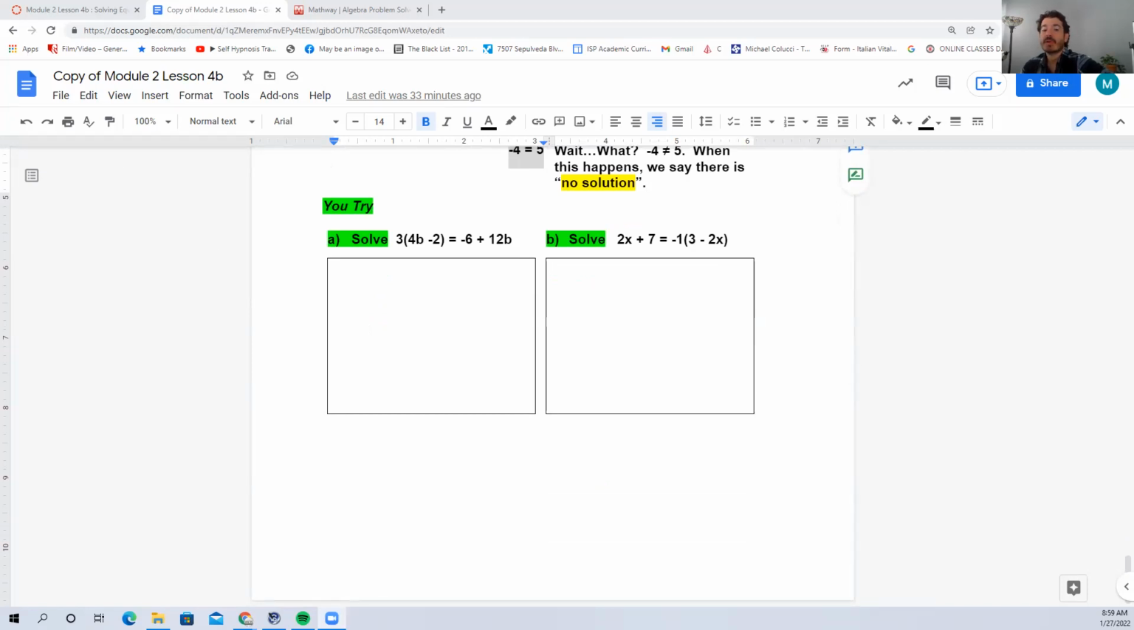The idea here is probably that these are going to be no solutions or an infinite number of solutions, right? Let's see. So I'm going to take this, and I'm going to distribute the left side. So 3 times 4b is 12b. I'm going to change my minus 2 into plus a negative. So I'm going to have a plus a negative 6 on my right.